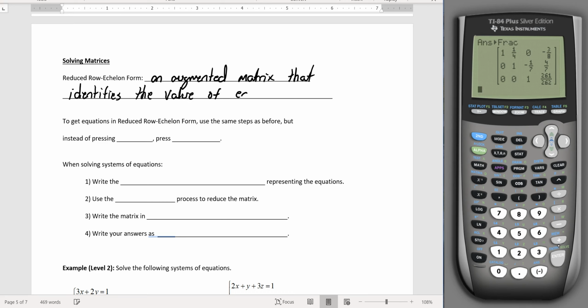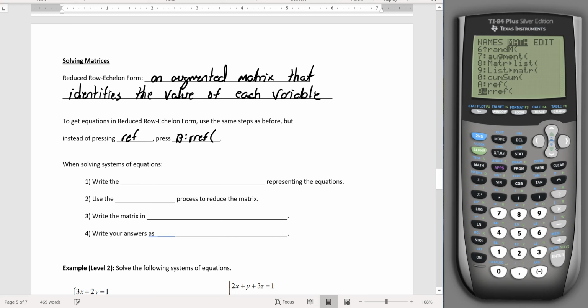Gorgeous. All right, and to get that, it's very easy. You do the exact same process, only instead of second matrix, over to math and down to REF, you go one more, RREF, reduced row echelon form. So instead of REF, we're pressing RREF. All right, so that's how you do it with your calculator, but you still have to show some work, okay?